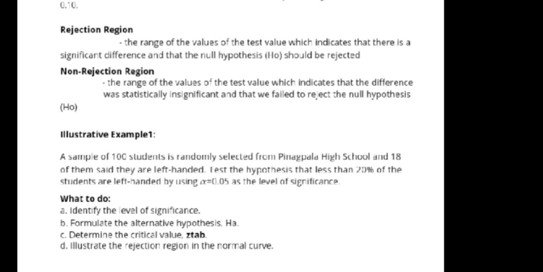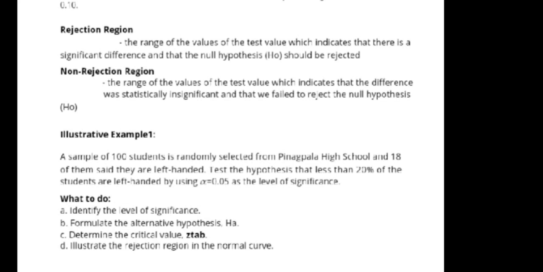Next is an example, just illustrative sample 1. A sample of 100 students is randomly selected from Pinagpala High School and 18 of them said they are left-handed. Test the hypothesis that less than 20% of the students are left-handed by using 0.05 as the level of significance. So, what to do? Number 1, identify the level of significance. Next, formulate the alternative hypothesis. Third, determine the critical value or z-tab. Then illustrate the rejection region in the normal curve.